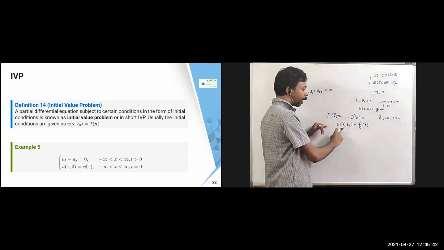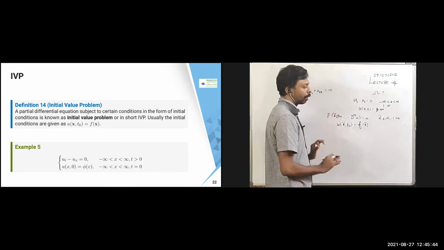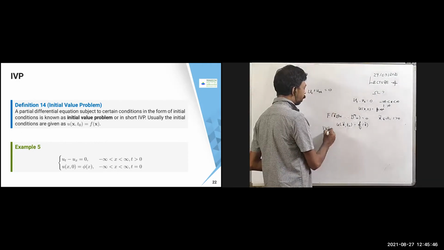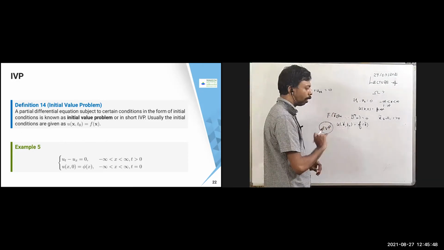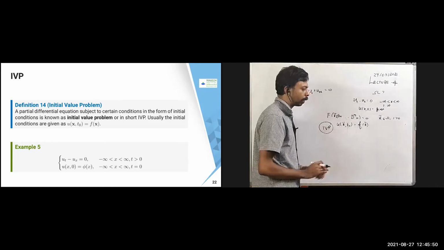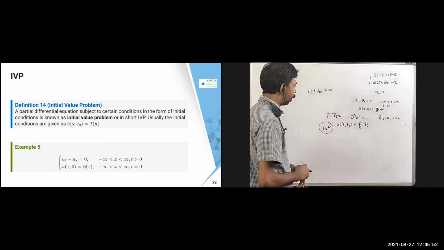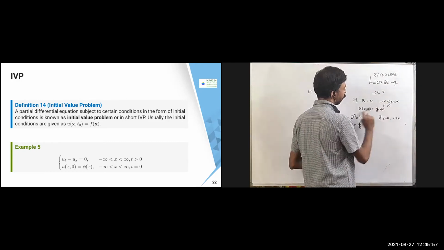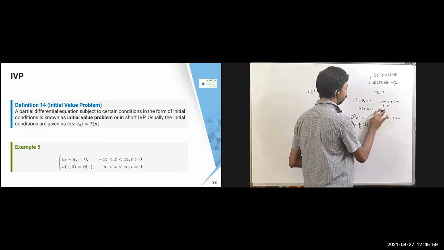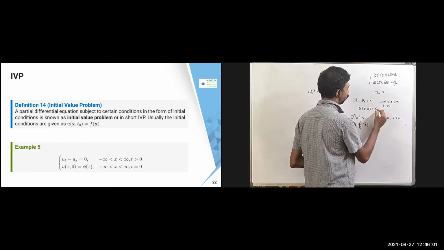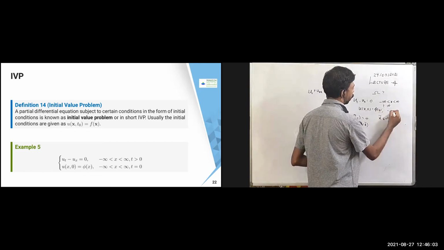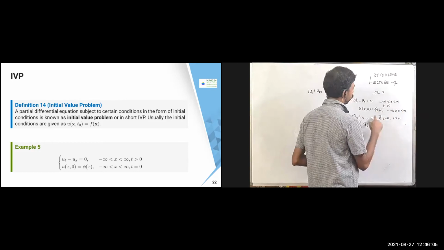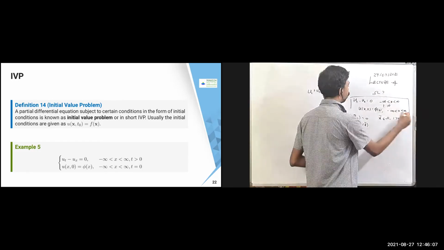So a partial differential equation with some initial condition given is called an initial value problem, or simply IVP. I will not say initial value problem every time, I will simply say IVP. For example, u_t minus u_x equal to 0, with minus infinity less than x less than infinity and t greater than 0, and then I define u of x comma 0 equal to some phi of x, where minus infinity less than x less than infinity. This is one initial value problem.